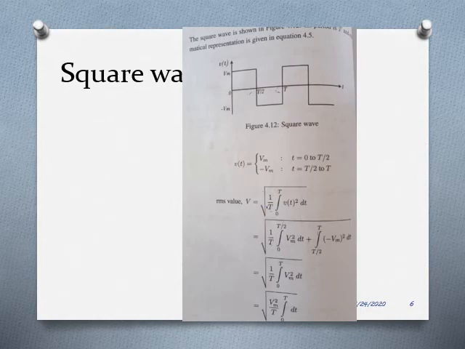But if you look at the maximum value or the amplitude value from 0 to T by 2, at any instant of time, the maximum value is Vm. But from time T by 2 to T, the amplitude is minus Vm. So here also we need to split the function V of t as Vm for time t from 0 to T by 2 and minus Vm for time t equal to T by 2 to T.